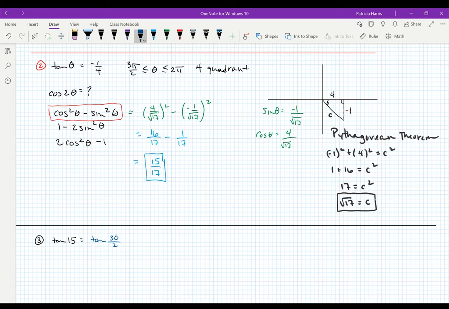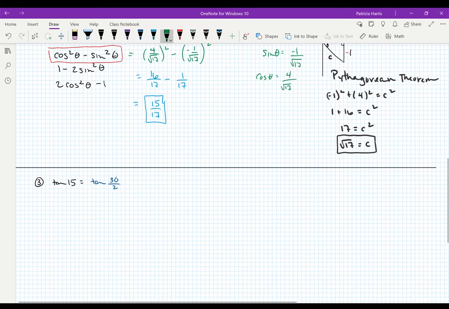Now there are actually 2 for tangent. So I'm going to use this one. Tangent of theta divided by 2 is 1 minus cosine theta divided by sine theta. And then you have another one, which is sine theta divided by 1 plus cosine theta. Okay, I like the first one, so I'm going to use that one. And again, it's personal preference.